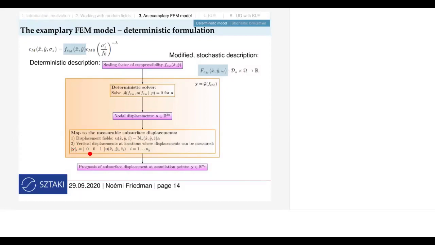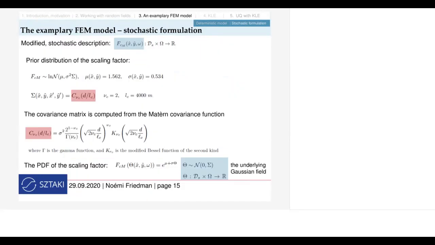So that will be y, which will be taking only the vertical displacement at certain nodes. And this will be my quantity of interest, so the vertical displacement at the observation points. And this will be my black box solver, okay, that I will use for the analysis. To change it to a probabilistic setup, I will modify the description of the scaling factor.